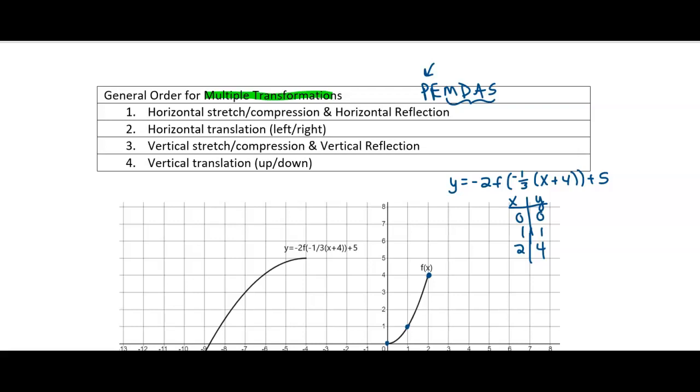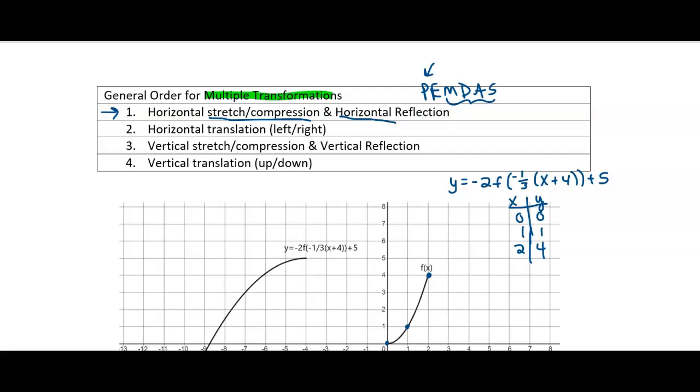Okay, so if these are indicated in the given transformations, you want to do these first. And it doesn't matter which one you do first. If you want to do your stretch or compression first, that's fine. If you want to do the reflection, that's fine. It doesn't matter. It's your choice, okay?